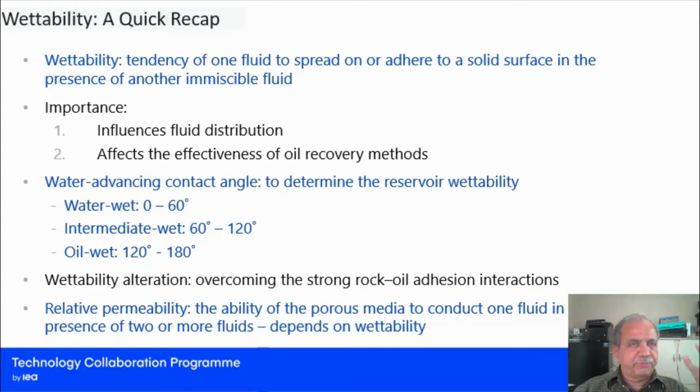In general, the water advancing contact angle, which we will define in a minute, is what really characterizes the uniform state of wettabilities. Water wet, we consider the water advancing contact angle to be in the range of 0 to 60 degrees. 60 to 120 degrees would characterize the system as intermediately wet, and anything beyond 120 would be called oil wet. And wettability alteration really means overcoming the strong rock oil adhesion interactions. And I have a 1 minute long video to make that point.